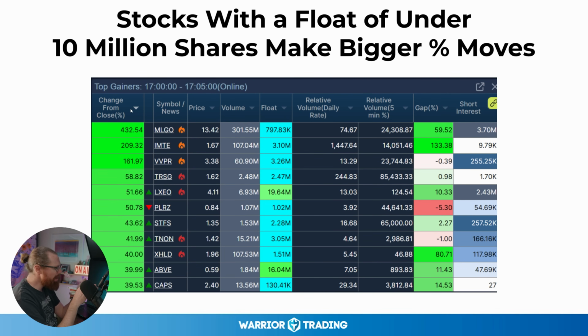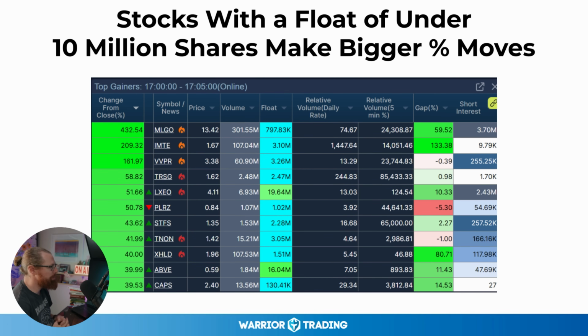Now, everything I've shared with you so far is helpful insight into the type of stocks I make the most money on. But there's another criteria which is very important, perhaps the most important, and that is the float. The float is the number of shares available to trade, and stocks with floats of under 10 million shares make bigger percentage returns than stocks with larger shares that are outstanding. Float is the number of shares available to trade.